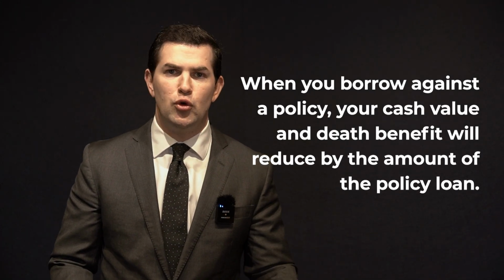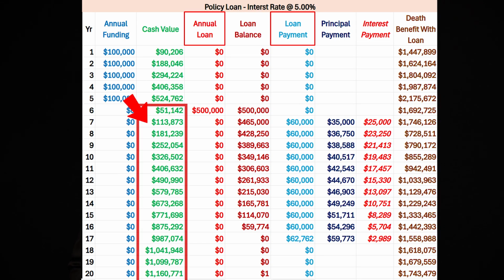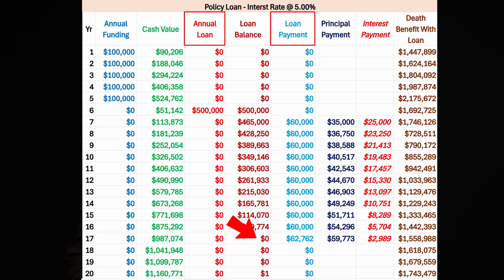Now, as he starts to pay that loan back, what happens to his cash value? It goes up every year. When the loan is fully paid, what is his cash value worth? Just about $1 million. What about his life insurance benefit? Well, it's worth about $1.5 million. Keep those numbers in mind.